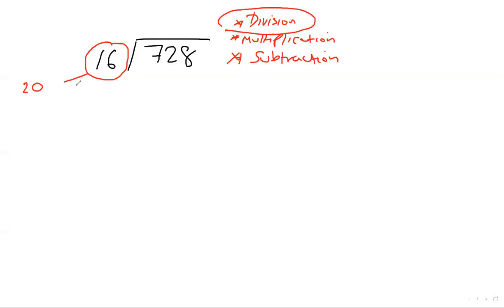Now, you can round using any number you want, obviously anything that's easy to use. You could have rounded 16 to 10 or 15. I've chosen 20 to make it a little bit more tricky, but also it allows us to highlight problems that typically arise in long division problems. So without further ado, let's give this a start.